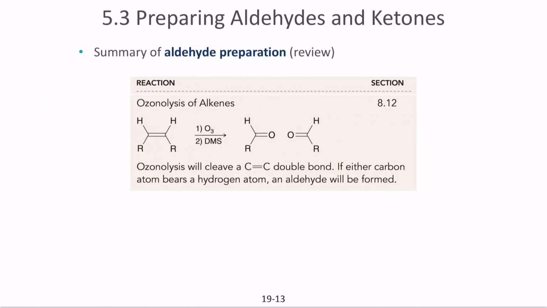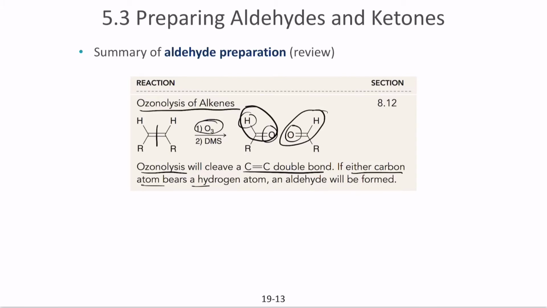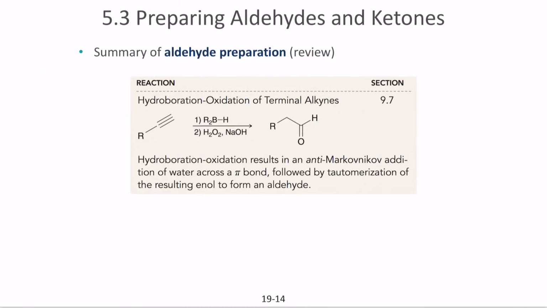The second one is ozonolysis of alkenes. When you do ozonolysis on an alkene, it splits the double bond into two parts and attaches oxygens on each of them. Ozonolysis will cleave the double bond, and if either carbon atom bears a hydrogen atom, an aldehyde will form. If there is no hydrogen, then it ends up forming a ketone. So that's the idea behind aldehyde preparation.